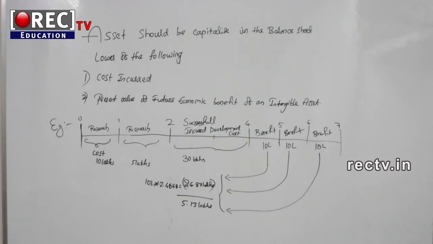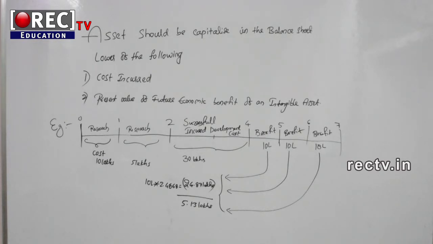To understand this, let us consider one example. Here we have taken 7 years, and the first year and second year are gone for research. So the first year incurred 10 lakhs and the second year incurred 5 lakhs. And from the second to fourth year there is success in the research and development cost is incurred. It has incurred 30 lakhs.